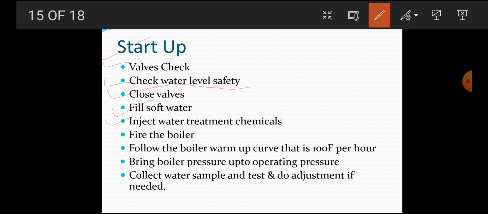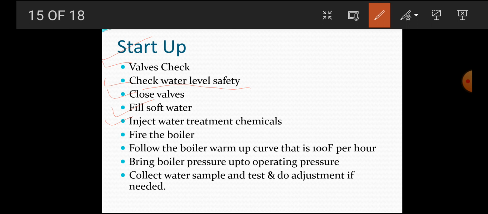The water which we are injecting may not be according to our requirement. So we need to inject water treatment chemicals to treat the water. Then oxygen scavenger chemicals are added with the fill water. So these chemicals need to be added.